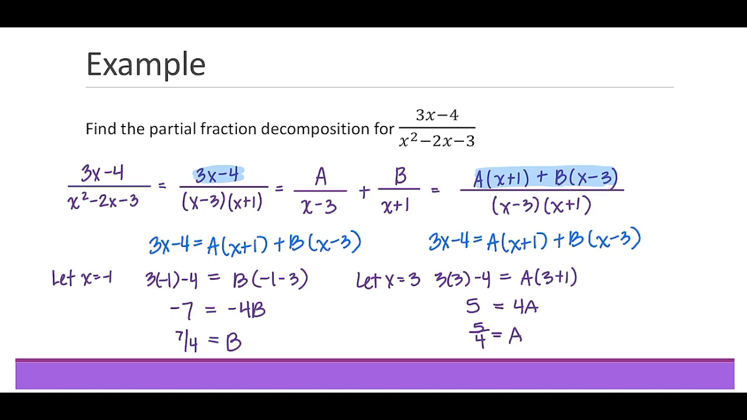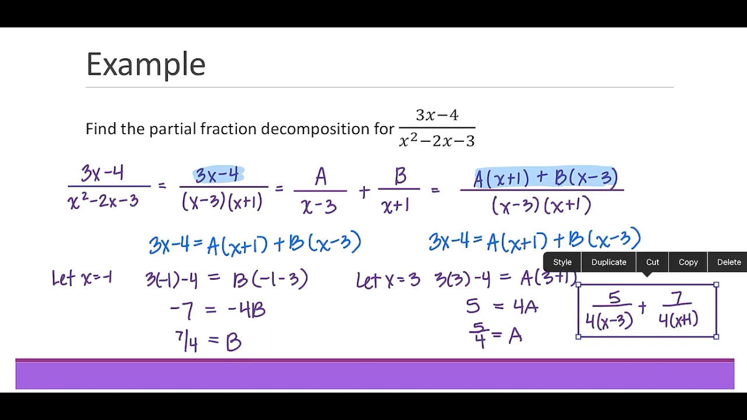So we do get the same exact partial fraction decomposition. 5/4 was a, so that goes on top of x minus 3. It's important to keep the same variable, depending on how you labeled it, above the correct denominator. So simplified, we'd have 5 over 4 times the quantity x minus 3 plus 7 over 4 times the quantity x plus 1. So the same answer, but an alternate method.